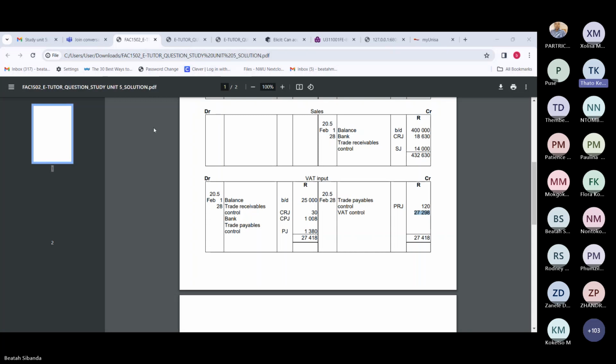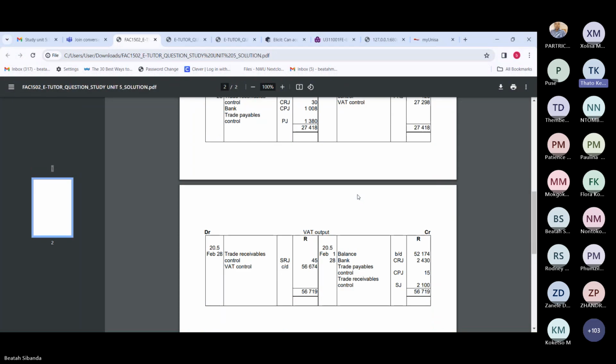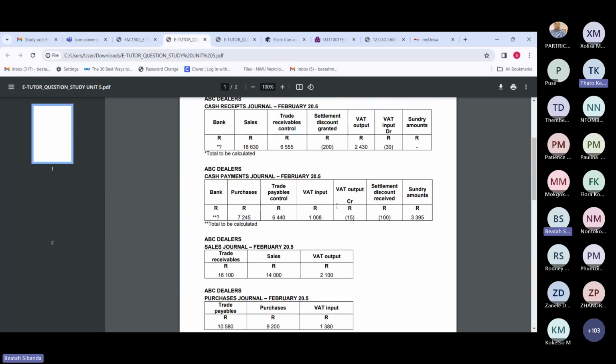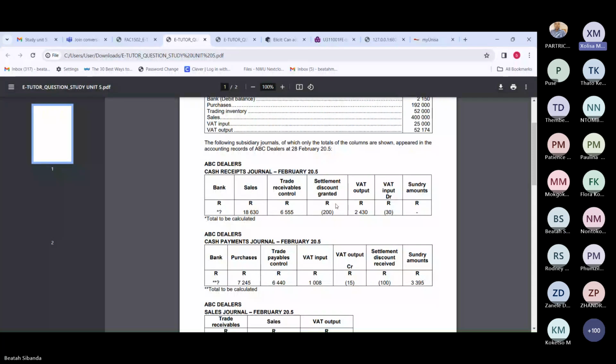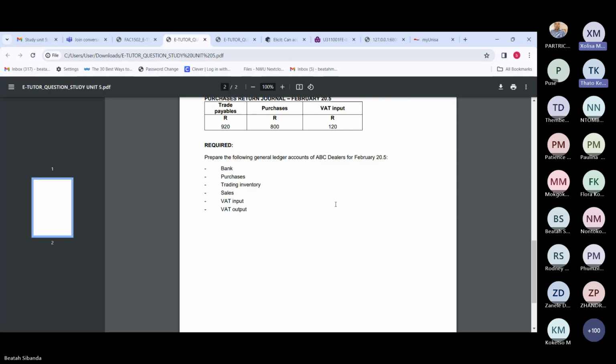Oh, okay, because I see the VAT input in this solution, the VAT output account includes the VAT from the SRJ, from the sales returns journal. So why did we record the VAT, but we didn't record the actual? Because the required didn't ask for a sales returns journal, but it did ask for a VAT output and VAT input, right? So you can't have a VAT account that is incomplete. You understand?